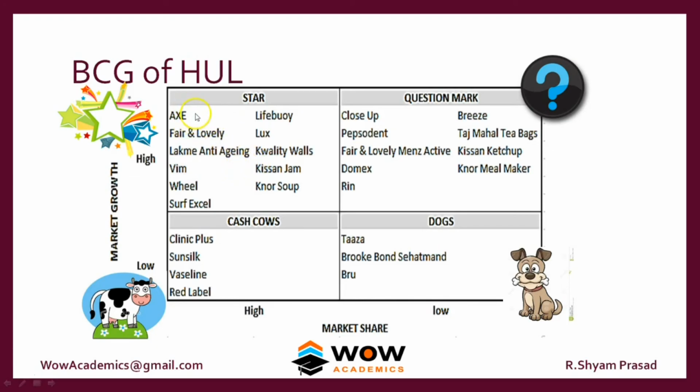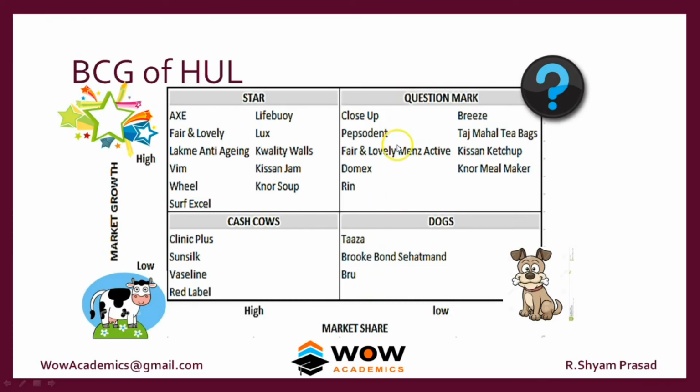If you are in India, you might be very sure that the star products will exist because they are the money makers. Still we have Axe, Fair and Lovely, Lakme, Vim, Wheel, Surf, all these products are still here. Cash cows might be there or they might be closed because they have been milking it for a long time. That brand would have been dead itself. Red Label is not anymore, I think they have renamed it. If you take dogs, 100% they won't be in the market. Taza is not there, Brook Bond is not there, Brew is not there. I think they would have sold it to another company.